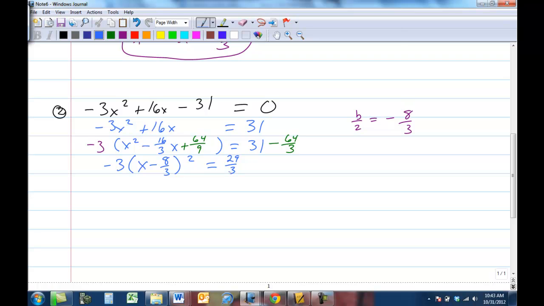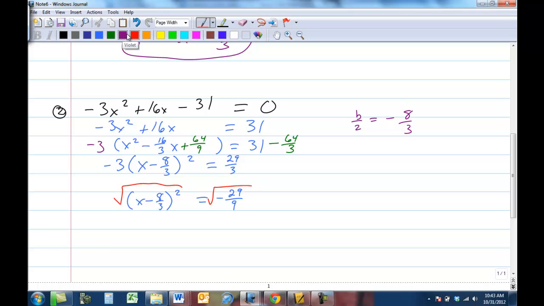29/3. Divide by 3 on both sides. All right, so now we're at x minus 8/3 quantity squared equals 29/3 divided by negative 3 is negative 29/9. All right, square root both sides to get rid of that squared.